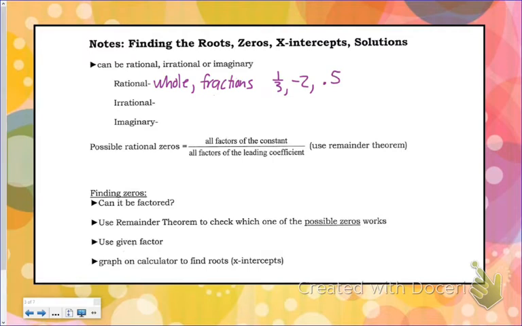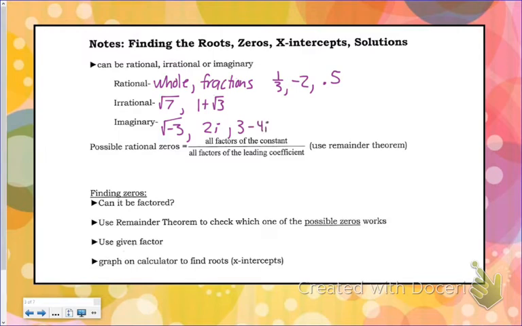And those are the ones that we had last class that we were able to take the root and write the factor from it. So what we're going to do today is we're going to find the other ones that are irrational. So irrational numbers are something like the square root of 7, 1 plus the square root of 3. Those numbers that you get from the Quadratic Formula, those are your irrational numbers. And then imaginary, if you remember, those are the square root of negative numbers, and those are the ones that are in terms of i. So like 2i or 3 minus 4i.